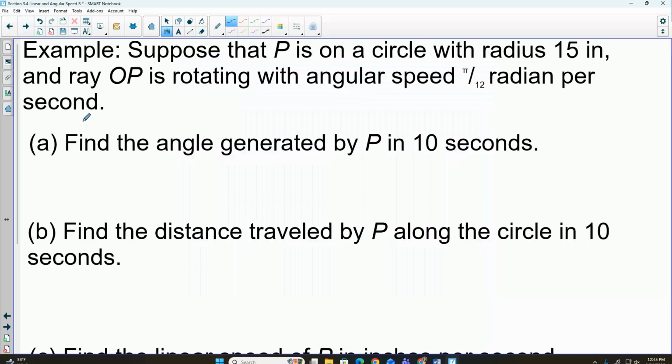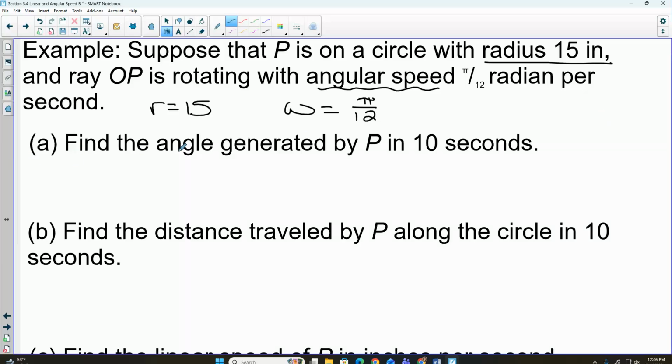So let's take a look at one. Suppose that P is on a circle with a radius of 15 inches. I'm just going to get in the habit: every time I see something, I'm going to write it down. Radius is R. So my radius is 15. Ray OP is rotating with an angular speed. Which variable represents angular speed? Omega, the curved-looking W. Pi over 12 radians per second.